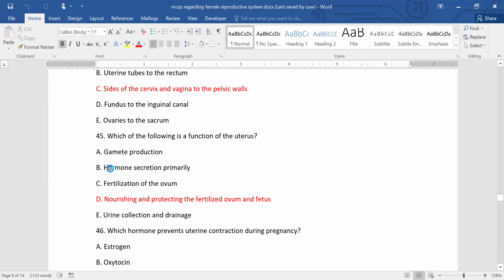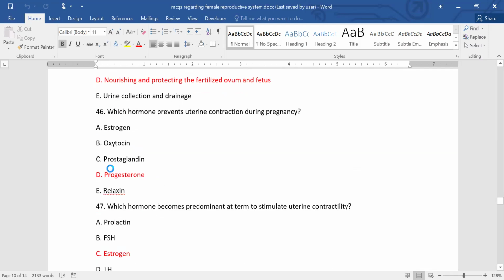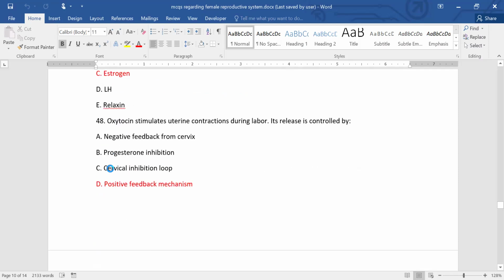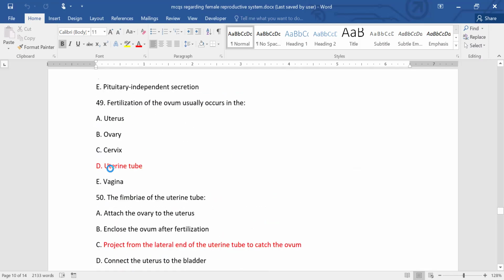Which of the following is a function of uterus? Nourishing and protecting the fertilized ovum and fetus. Which hormone prevents the uterine contraction during pregnancy? This is the progesterone. Which hormone becomes predominant at term to stimulate uterine contractility? This is estrogen. And then we have the oxytocin, which stimulates uterine contraction during labor. Its release is controlled by positive feedback mechanism.